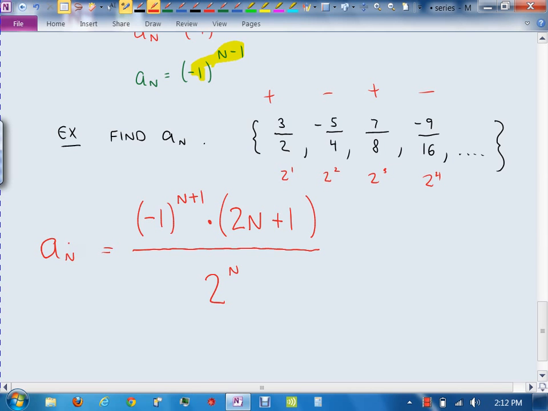So do we need to check it or not? I mean, I can check the first one. What's a sub 1? -1 to the 1 plus 1, 2 times 1 plus 1, all over 2 to the 1. So I'm going to get -1 squared, that's positive 1. 2 times 1, 2 plus 1 is 3, over 2 to the first power, it's 3 halves. That's the first one. Then you could check the next one, the next one, next one.